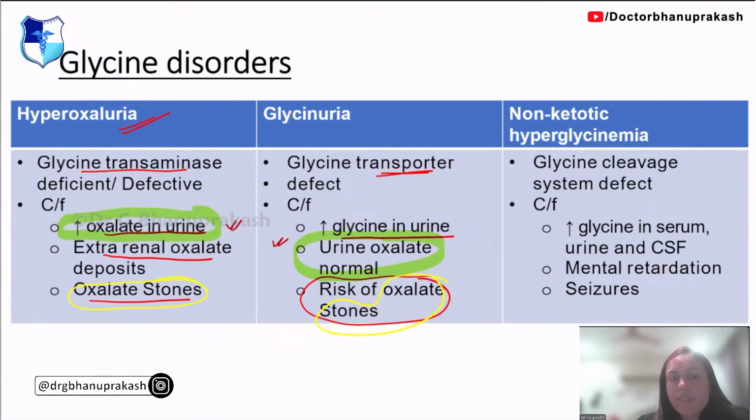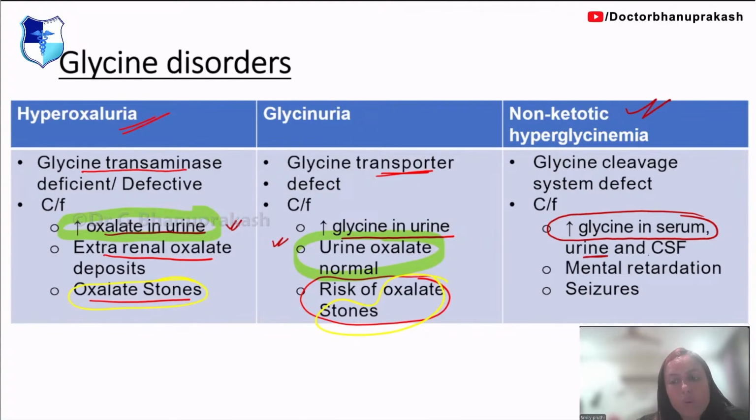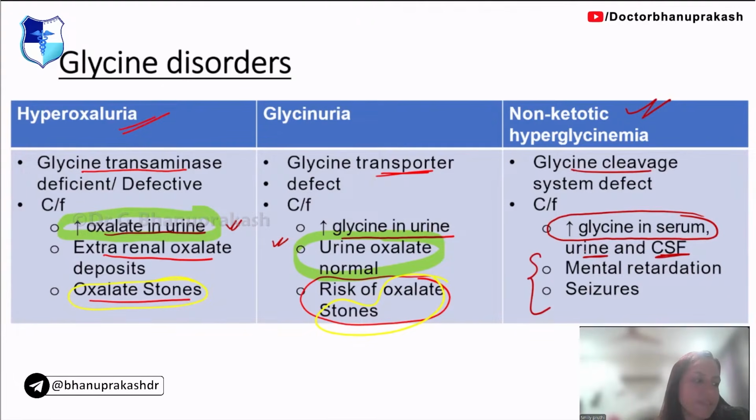Okay, the third in glycine disorder is non-ketotic hyperglycinemia. Emia means blood, so there's increased glycine in blood, serum. Because it is increased in blood, it is coming in urine also. It is going to be raised in CSF also, right? The defect is in glycine cleavage system. Brain is affected, patient has mental retardation and seizures. So these patients have glycine encephalopathy. Because of excess glycine, the brain is affected.